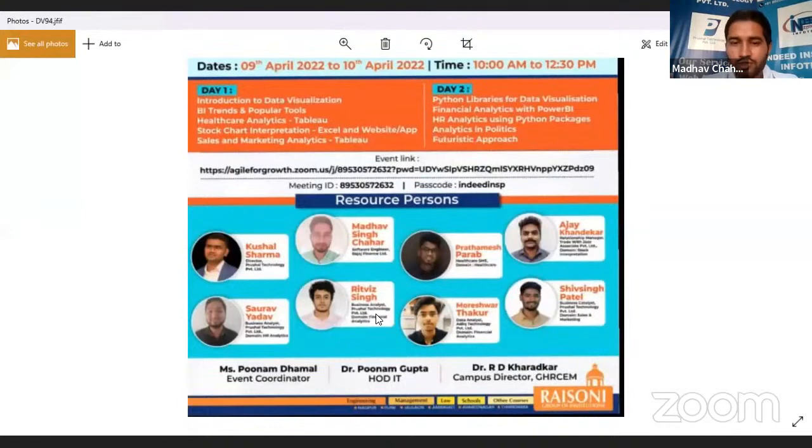And also to name Ms. Poonam Dhamal, who is the event coordinator for this event, Dr. Poonam Gupta, who is HOD IT, and Dr. R.D. Kharadkar, campus director, GHR CEM, GH Raisoni College of Engineering and Management. So we have a good amount of felicitated guests who are part of this 2 days workshop.